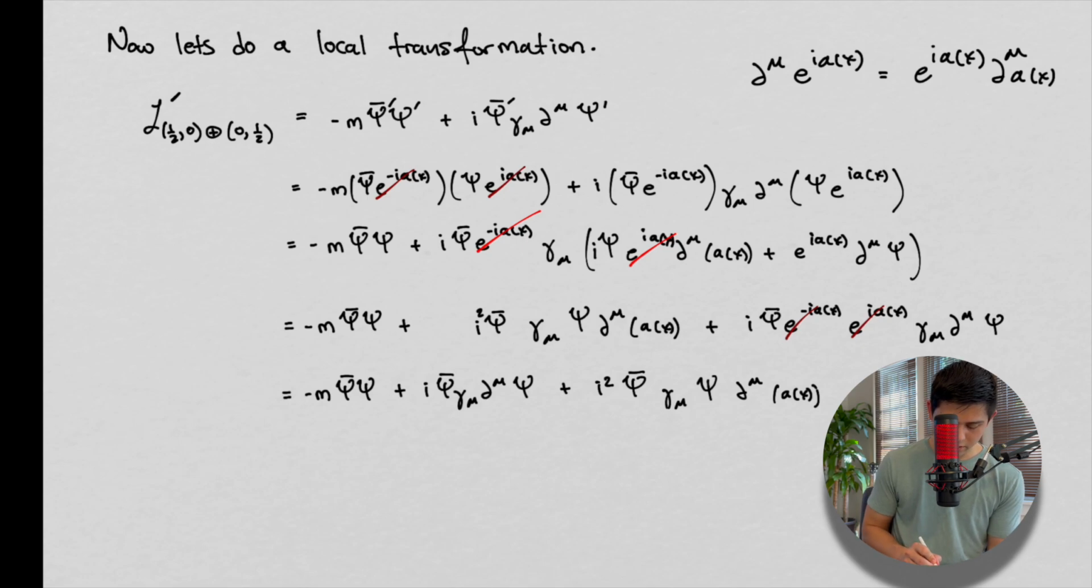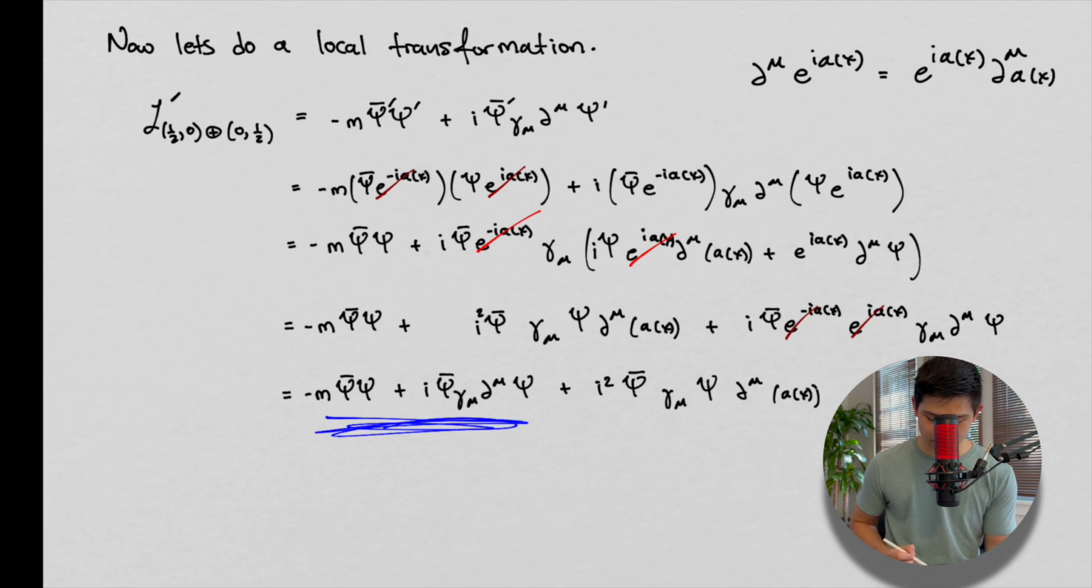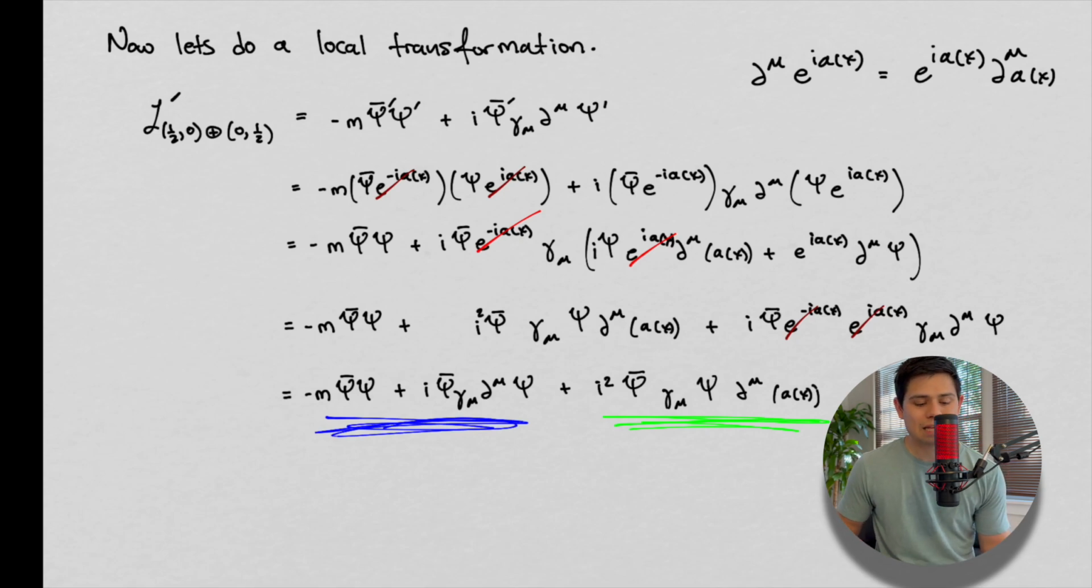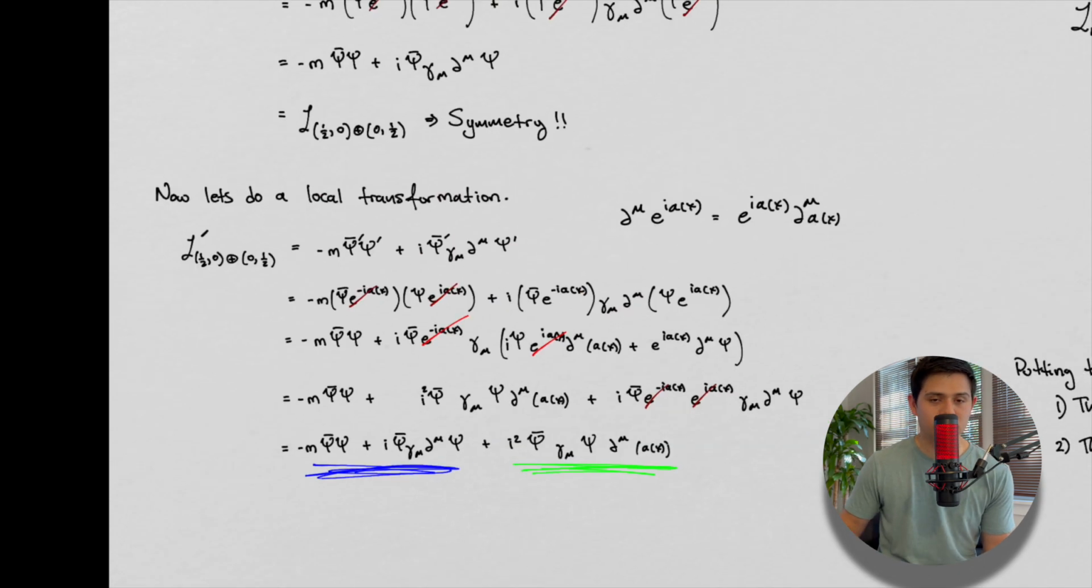This here looks like our Dirac Lagrangian, but then we have this term here. I'll underline that in a different color. We have this term here, which is not something that was originally in our Dirac Lagrangian. So what does that mean? That means that our Dirac Lagrangian is actually not symmetric.